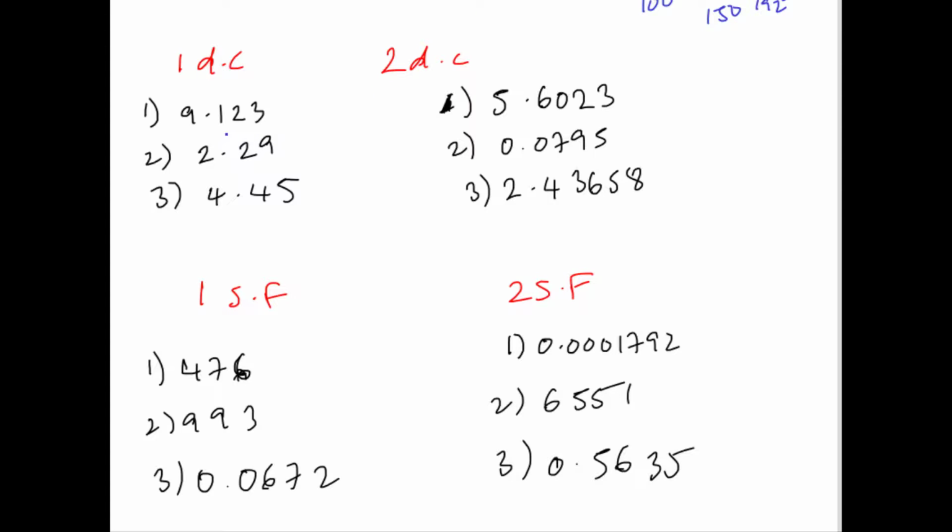So first of all, where's the one decimal place? It's on this side where the 1 is here. 9.123. This 1 here is the one decimal place we want. So next to it is the number 2. 2 is below 5. Therefore the answer to one decimal place is 9.1.